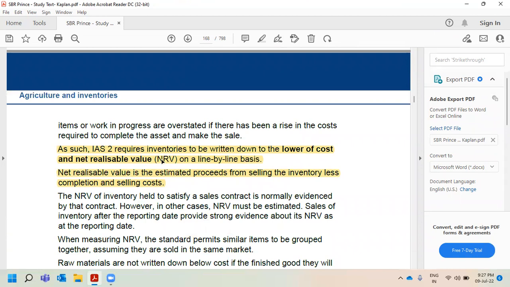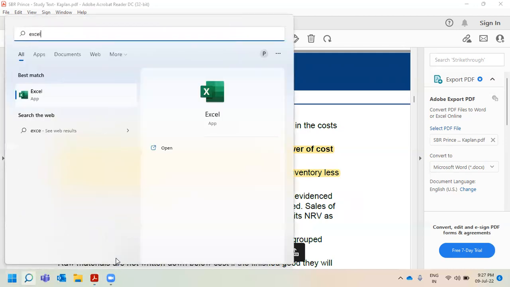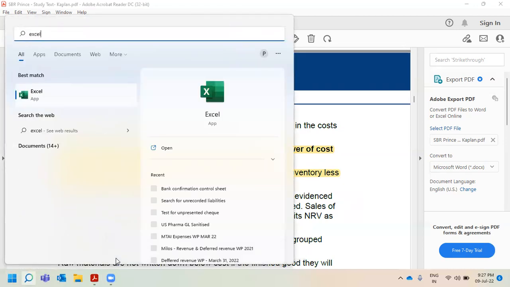NRV is basically the proceeds that will be received. For example, we have manufactured this juice, and now if we go to sell it, for example, we receive 100 rupees. I will discuss some proper examples with you so you can understand better.